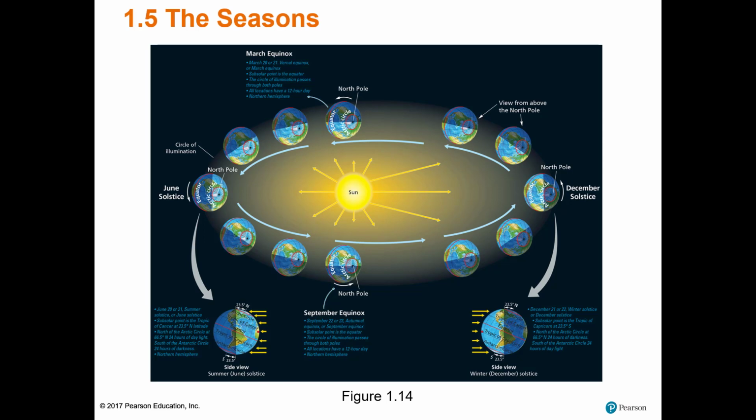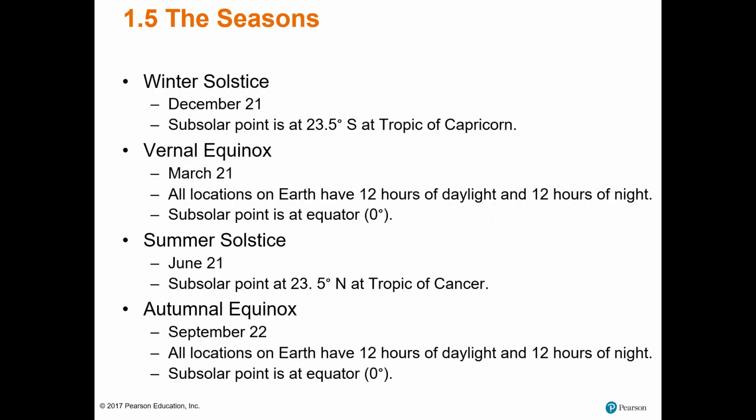when you're doing your review of your slides. So here are the facts that go with that previous slide. Winter solstice is December 21st. Vernal equinox is March 21st. Summer solstice is June 21st, and autumnal equinox is September 22nd.